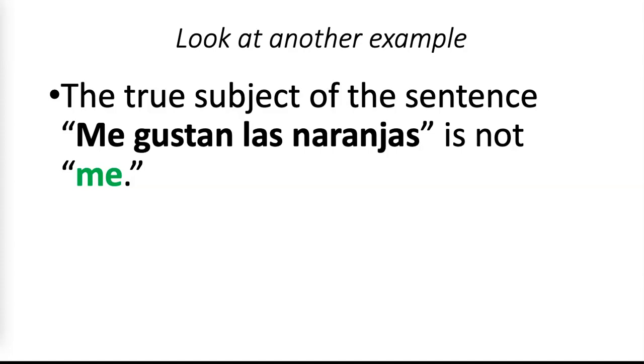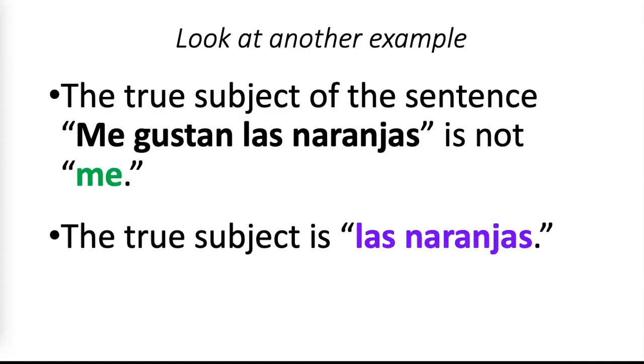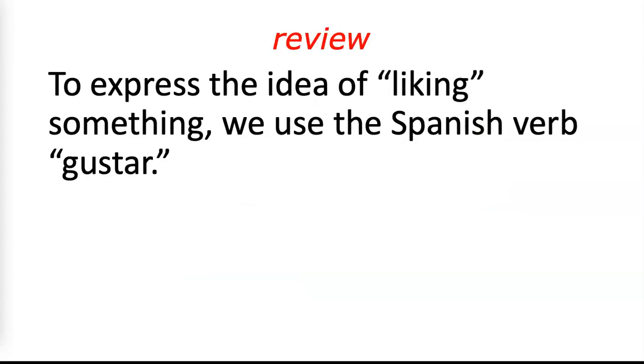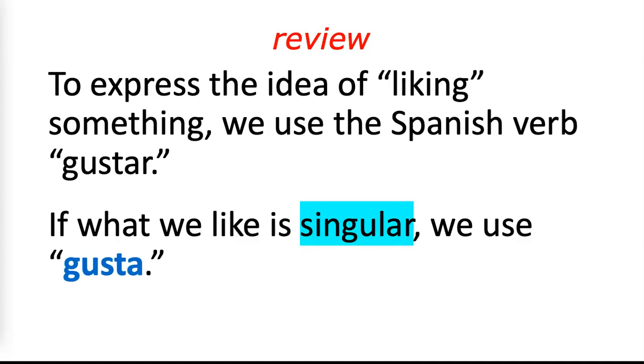Similarly, the true subject of the sentence, me gustan las naranjas, is not me. It is las naranjas, the oranges. Since the verb must match the subject, since las naranjas is plural, the verb must be plural as well. It must be gustan.